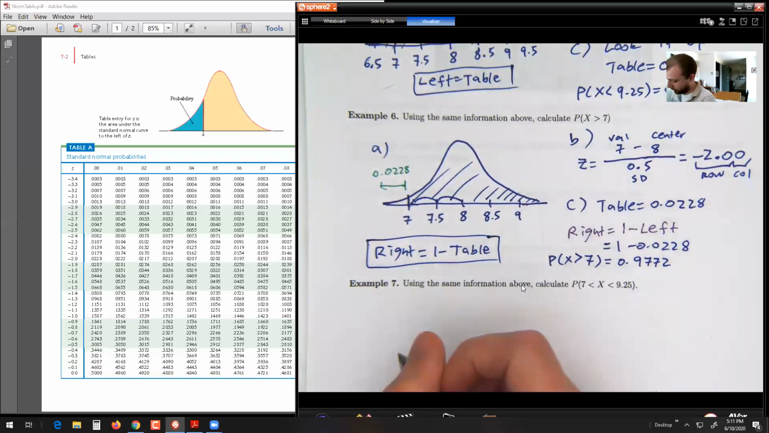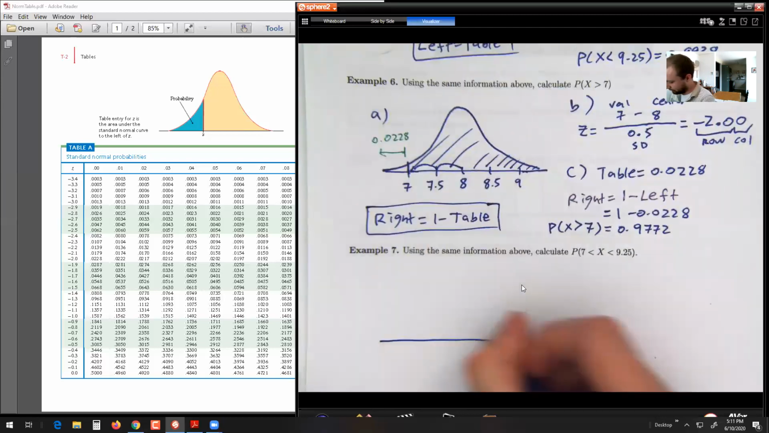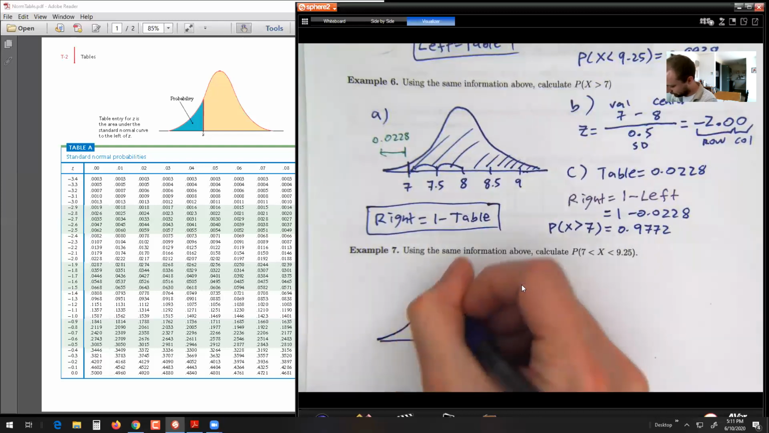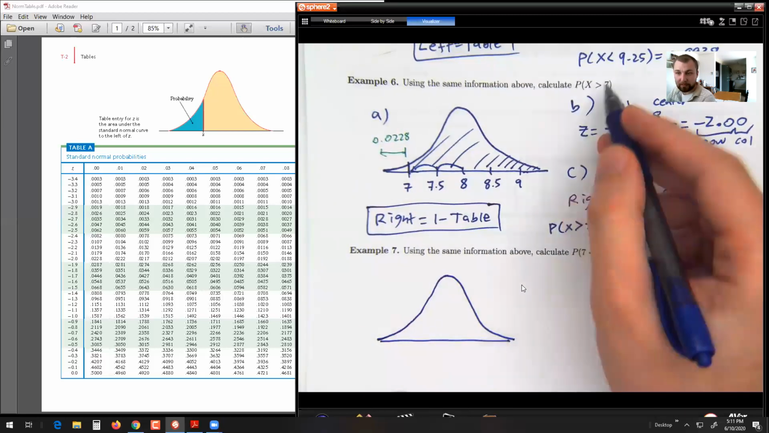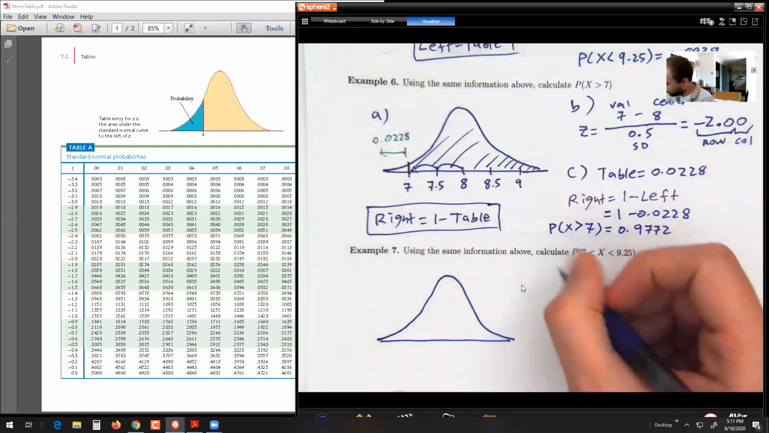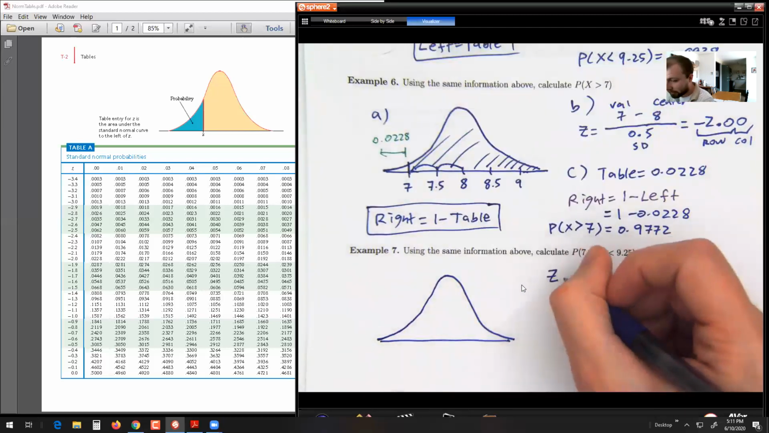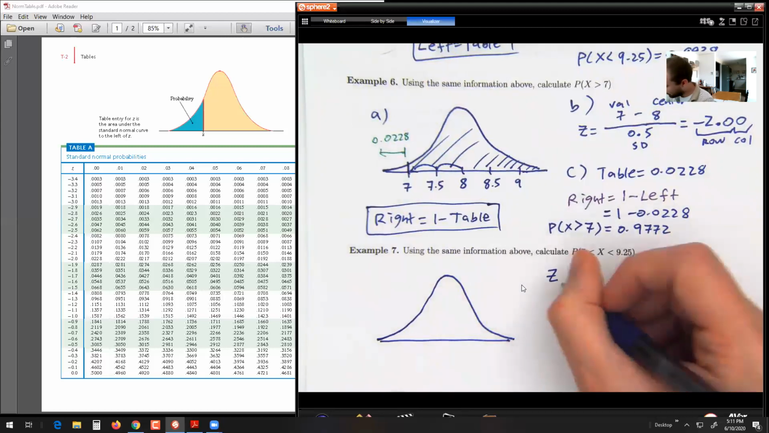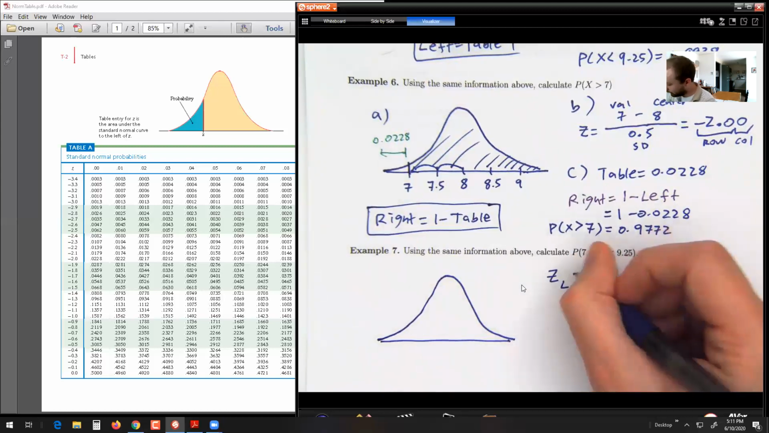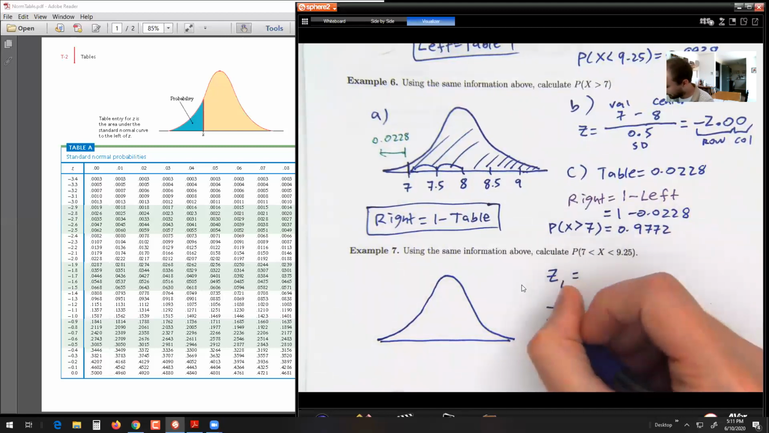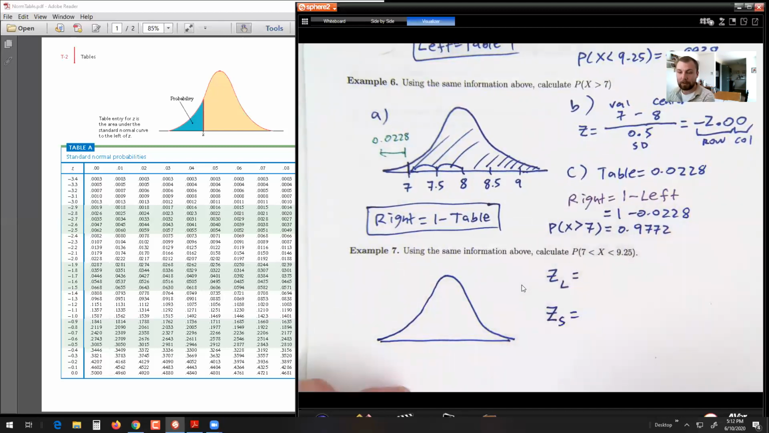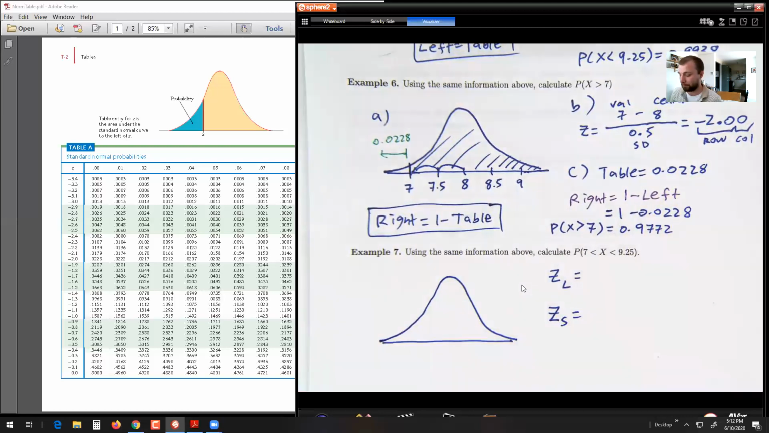I'm going to draw my picture. This has 2 numbers. All these other examples only had 1. So when I find z-scores here, I'm actually going to have 2 z-scores. I'm going to have a z-score for the larger number. I usually use L for large. And I'll have a z-score for the smaller number. I tend to use S for smaller.